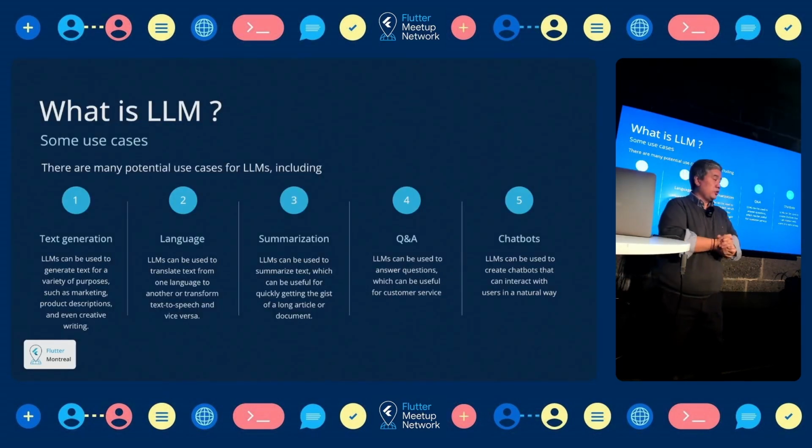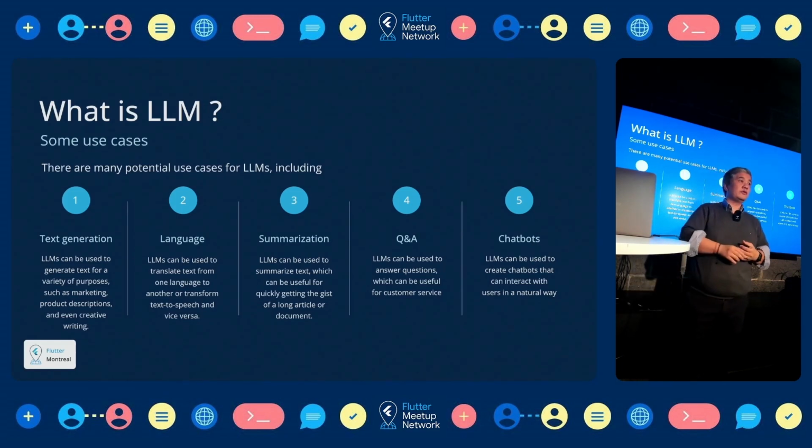So what are the use cases for LLMs? The first one is text generation. You can ask it something, and it's going to give you an answer to the question you're asking. It's very useful when you don't know how to write some text for marketing purposes or for a product description. Generative AI is very helpful in this case to give you a description already done, and to accelerate your work.